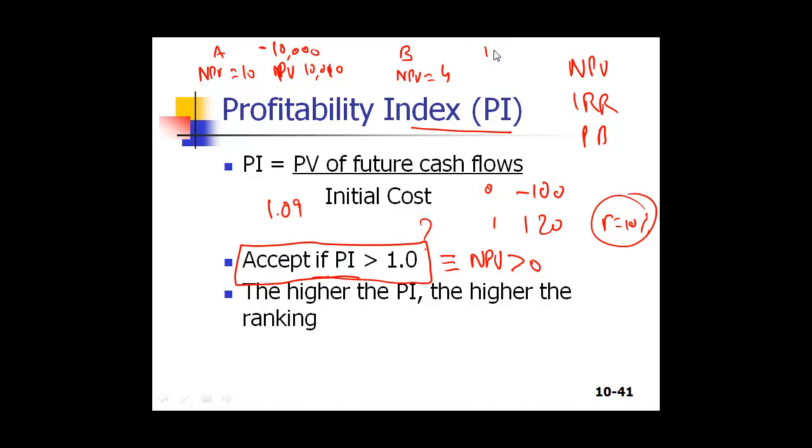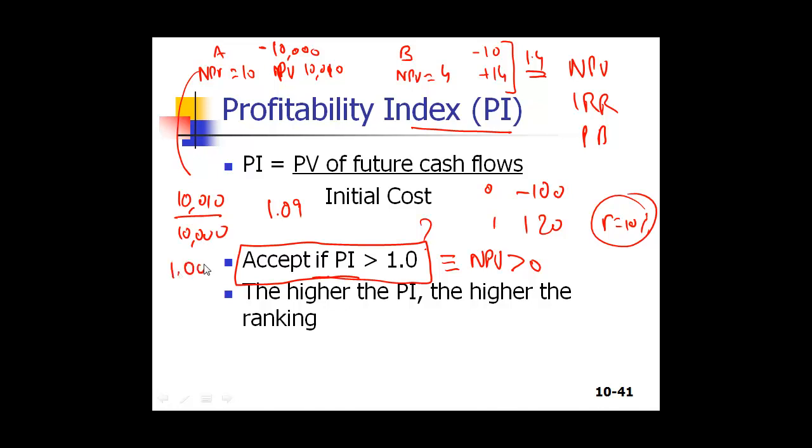Versus on project B, you invest 10. That's your investment. And the present value of future cash flows you get back is 14. Is this a profitable project? This looks a whole lot more profitable. What's the profitability index for this? The profitability index will be 1.4. What's the profitability index for project A? For A, the profitability index would be 10,010 over 10,000. So the profitability index is what?